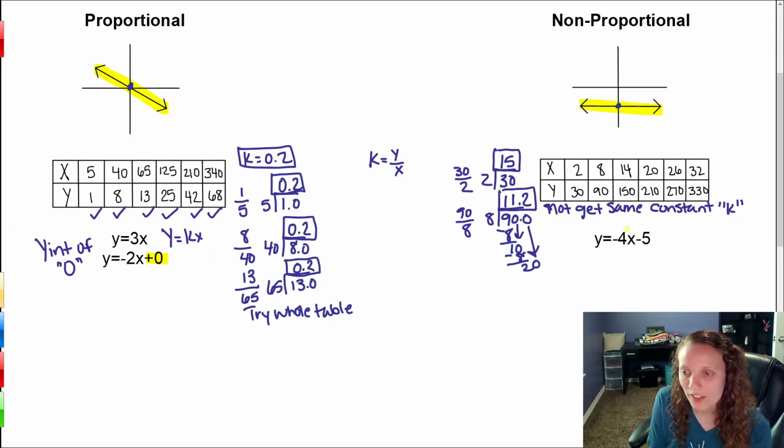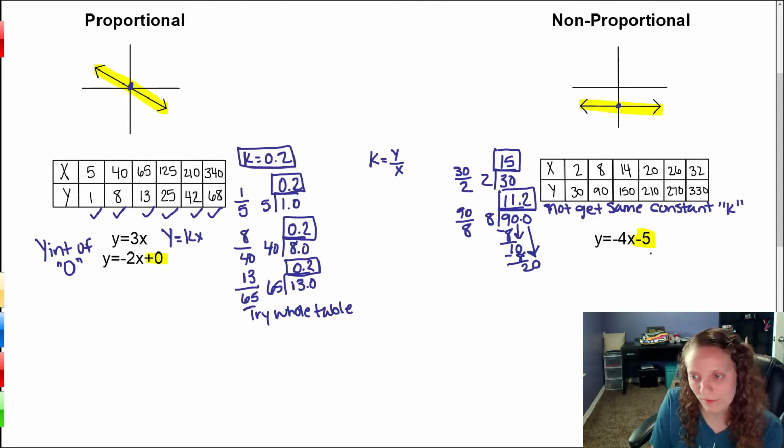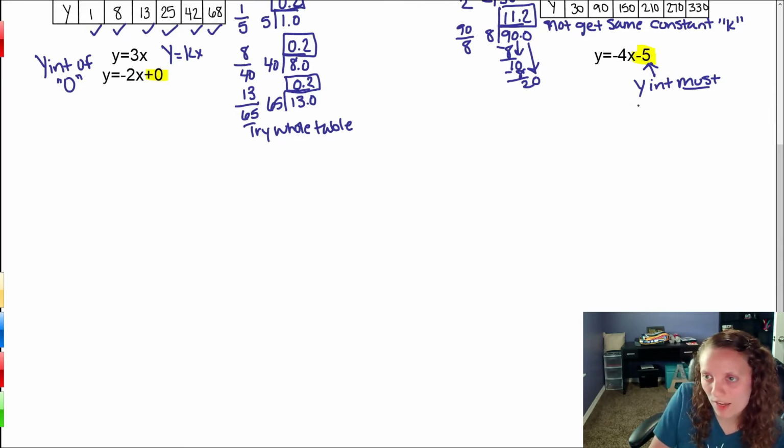Now this one, y equals -4x minus 5, is not proportional because of this -5 right here. That's a y-intercept of -5, and remember, it has to go through the origin. So again, the y-intercept must go through the origin at 0, 0.